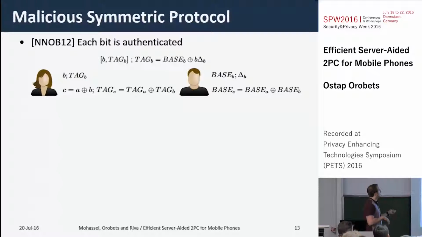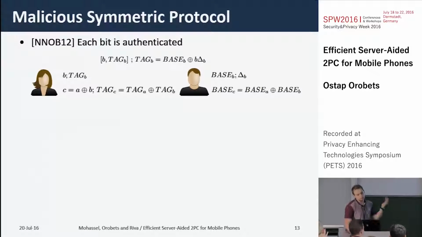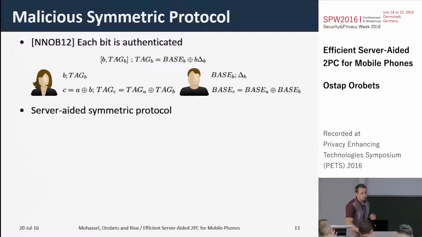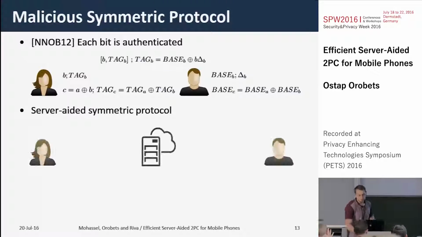So if you need to compute the tag on some bit C, it basically can be performed by XORing the tags, and Bob does the XOR of the bases on his side. So right now we are ready to construct the server-aided symmetric protocol.